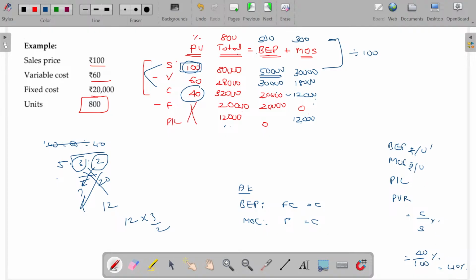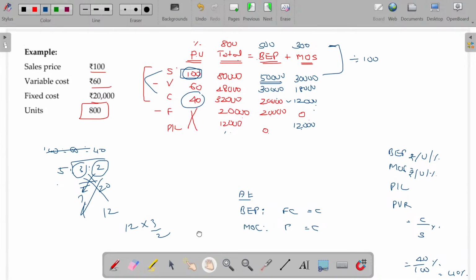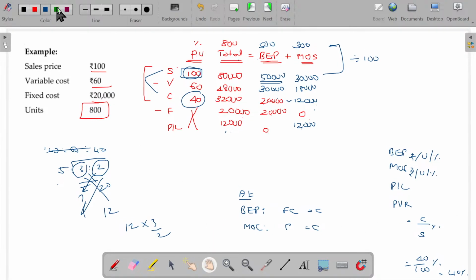One more thing is BEP as well as margin of safety sometimes may be given in percentage also. What is that in percentage, sir? Percentage means the total sales is assumed to be 100%. Means 800 units is considered as 100, so what about the 500 units? Do the cross multiplication, 500 into 100 divided by 800. What's the value you are getting?